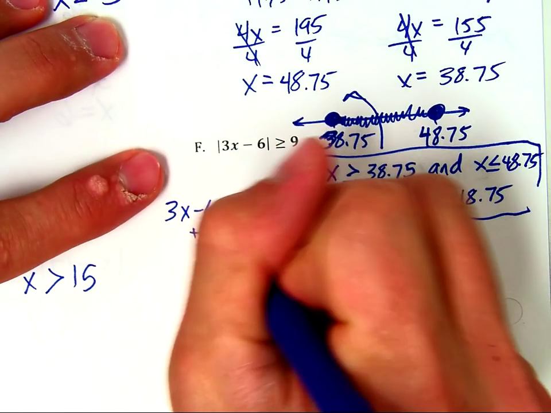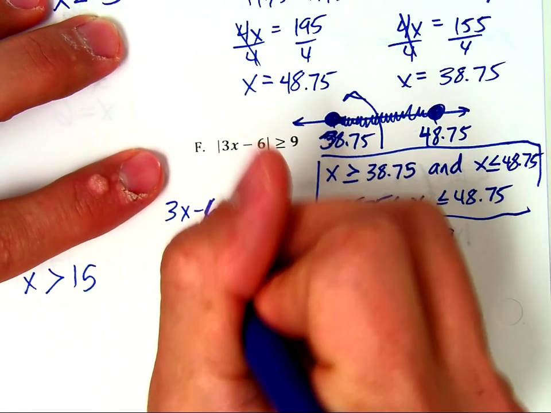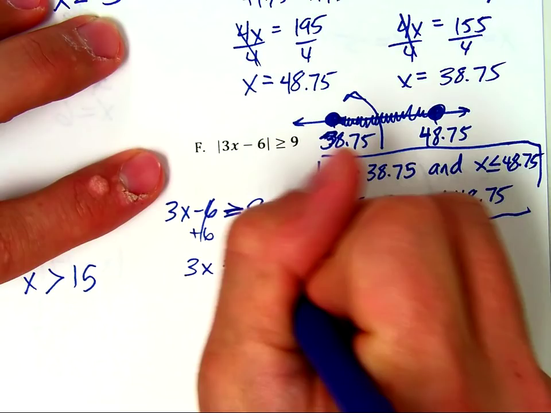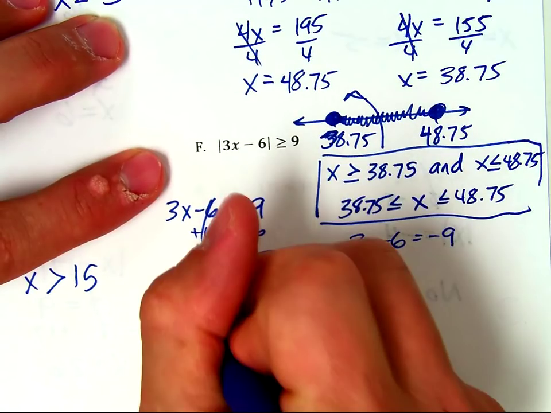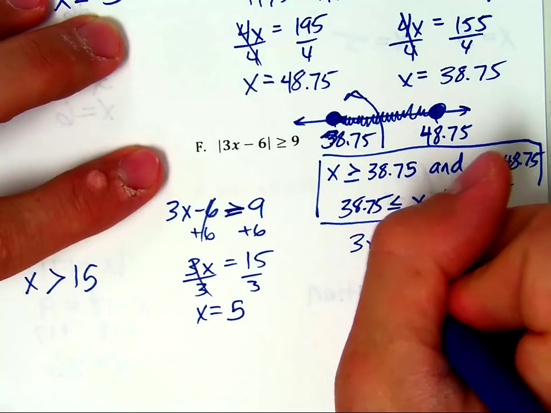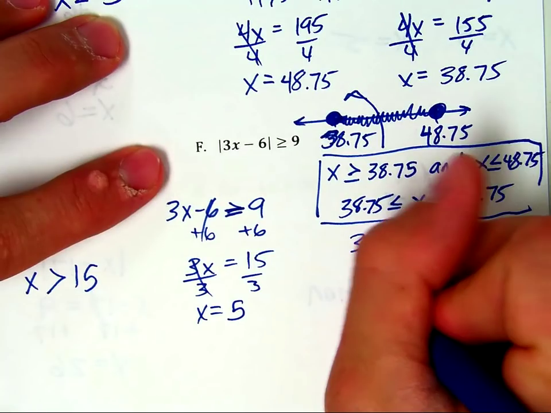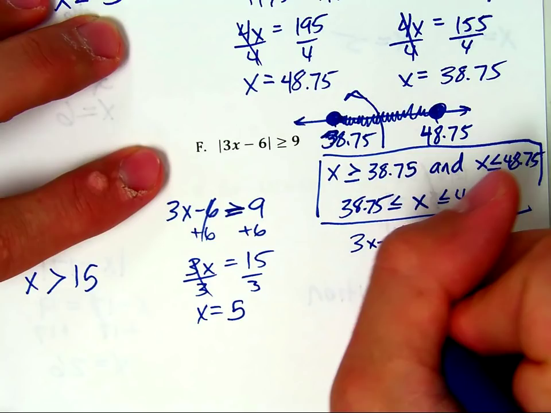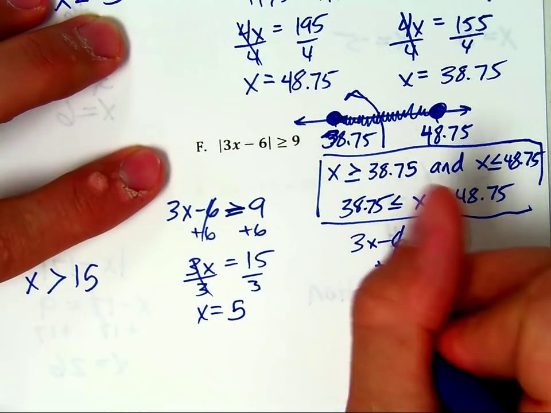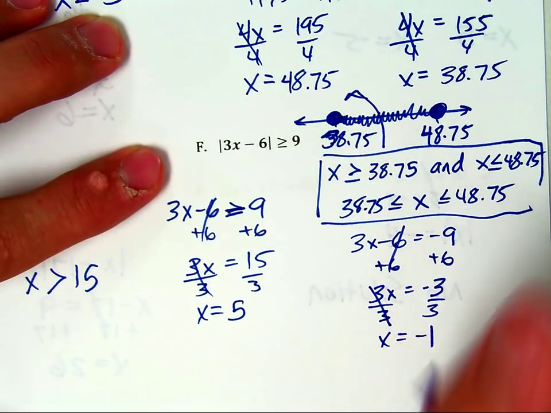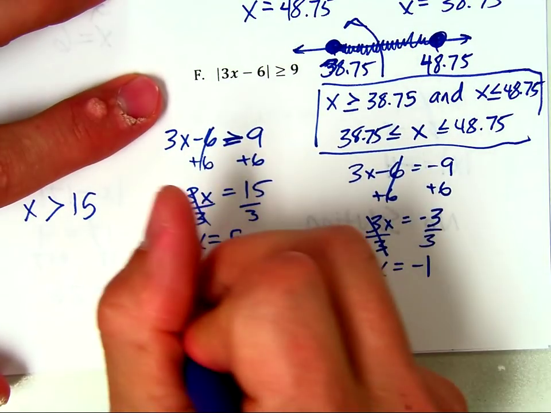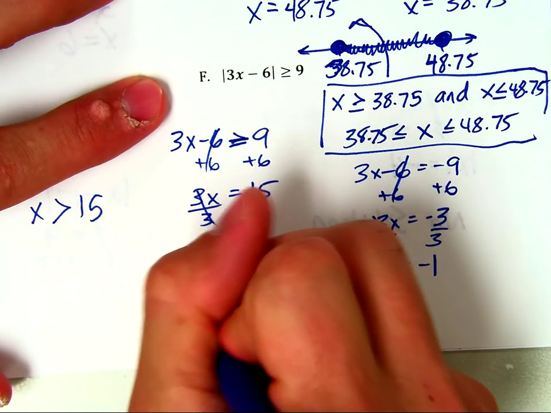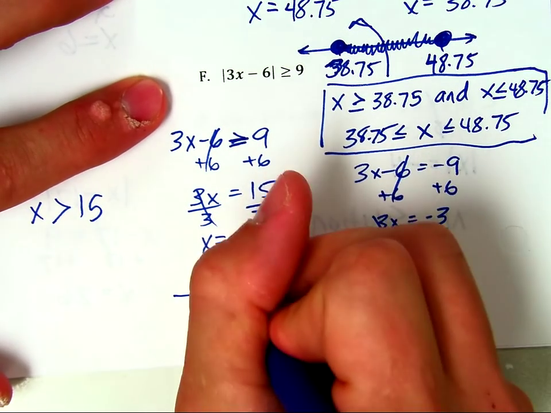Add 6 to both sides. 3x equals 15. Divide by 3. x equals 5. Right here we're going to add 6. 3x is equal to a negative 3. Divide by 3. x equals negative 1. All right, so make my number line. I've got negative 1. I've got 5. I've got zero right here.